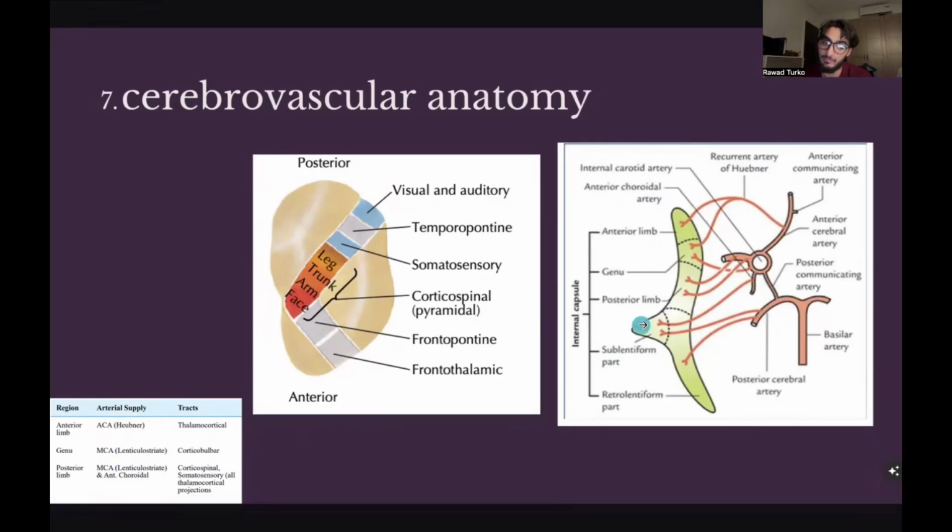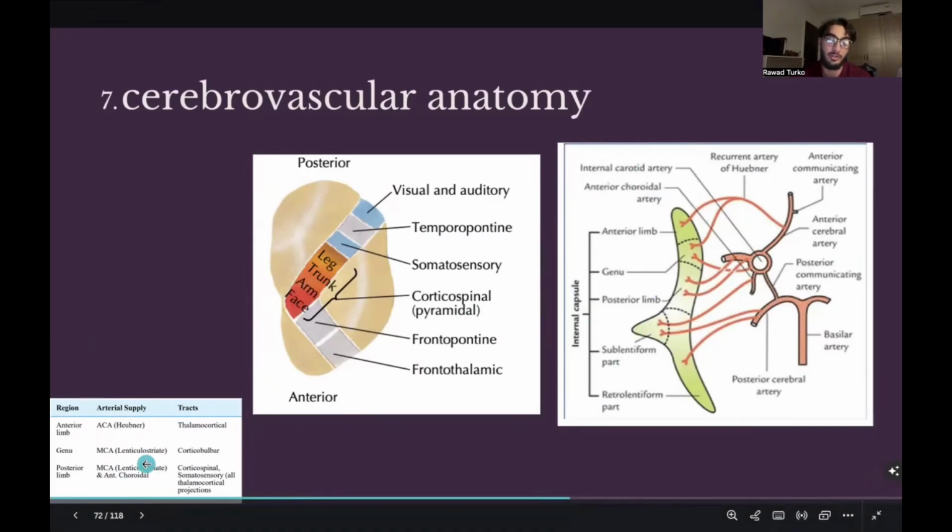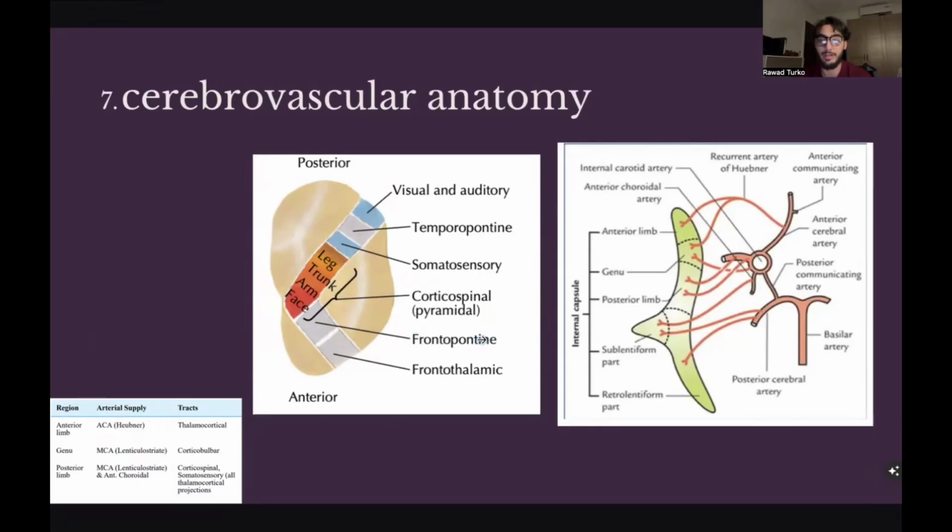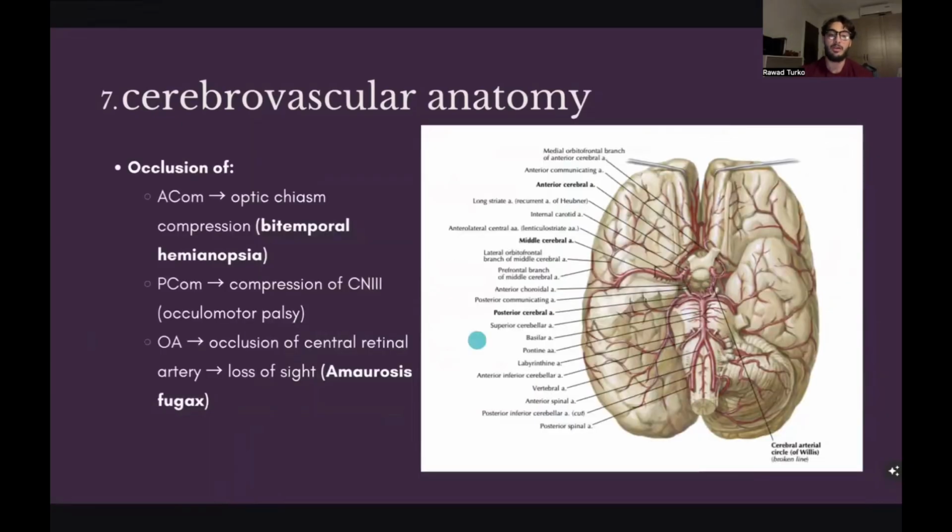Okay, all right, perfect. So a lesion anywhere in these arteries, specifically the anterior choroidal or the lenticulostriate, would cause hemiparesis because of involvement of the corticospinal tracts. All right, this is very important to know.